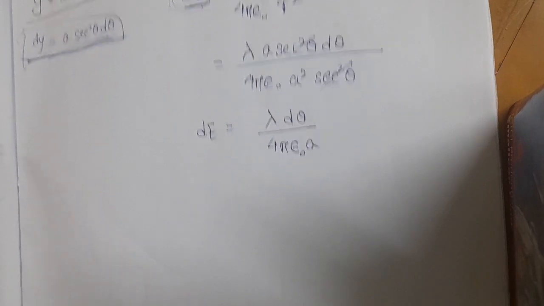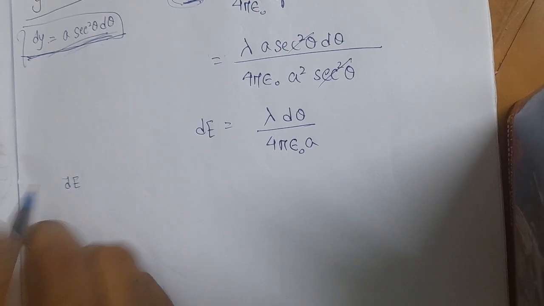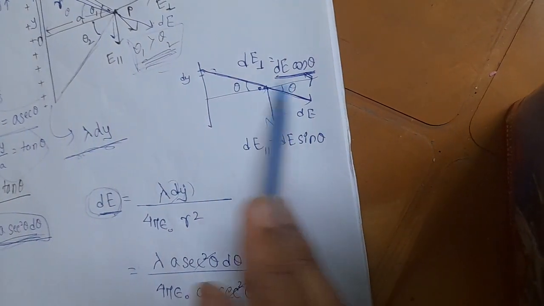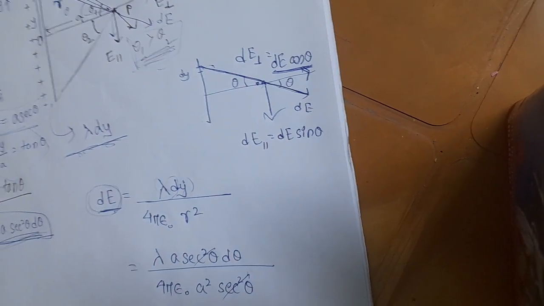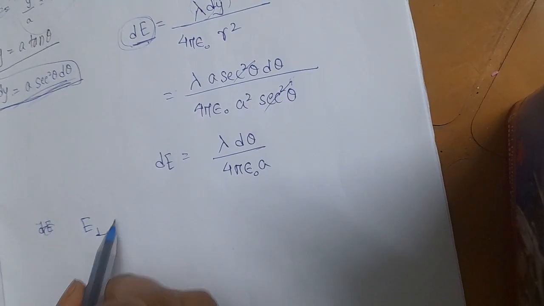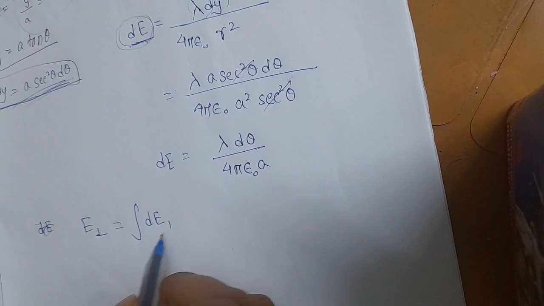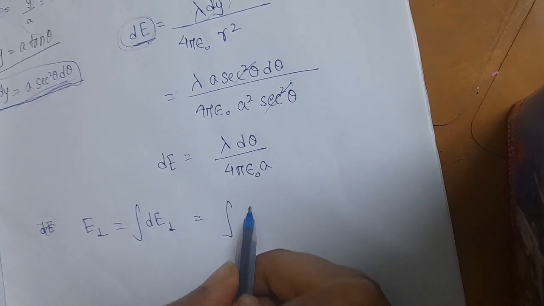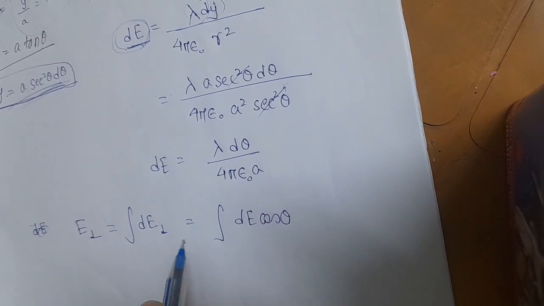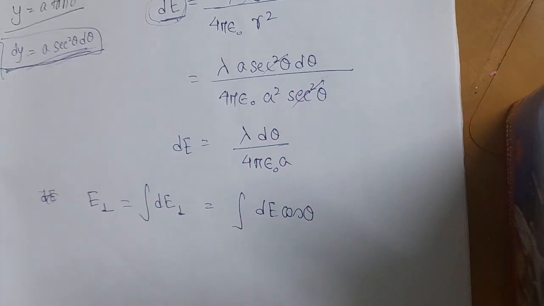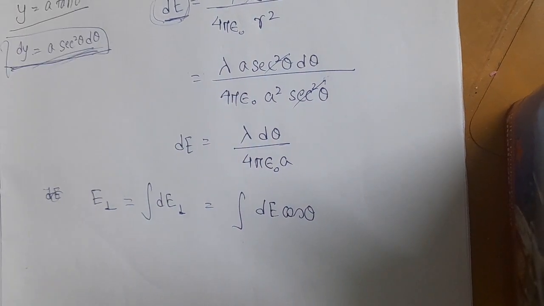Now, as I said, the parallel and perpendicular components are independent of each other. Okay, see the diagram here carefully. To find the net electric field in the perpendicular direction, I will integrate dE perpendicular, which will be dE cos theta. Okay, what will be the limits of integration? Now this is another vitally important concept.